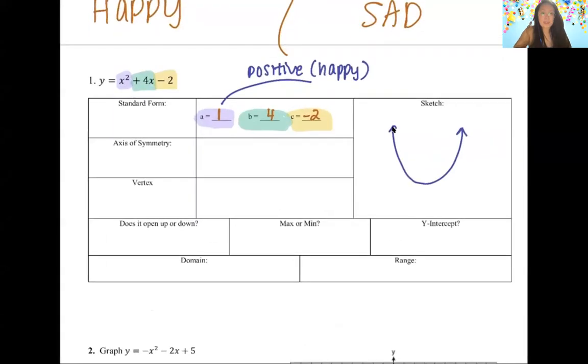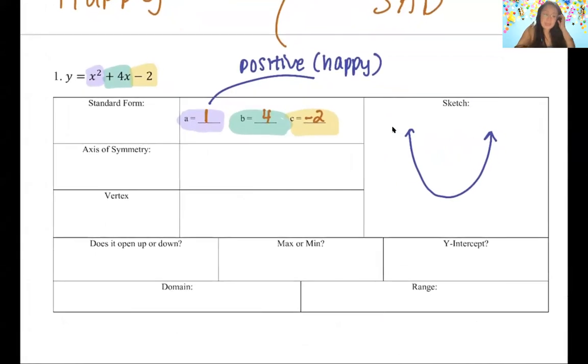Okay, so let me go back a little bit. I identified the A, B, and C. And again, I just want to emphasize that because our A value is positive, that's what our sketch should look like. We should picture in our head a happy parabola.